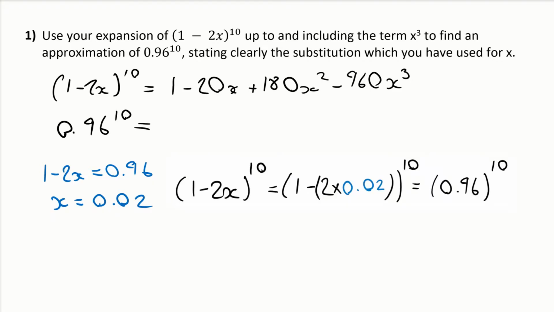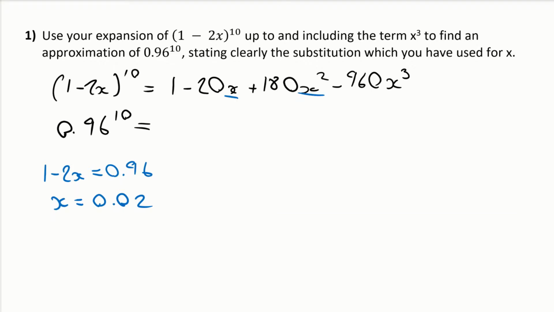And why is that? 1 minus 2x to the power of 10, when you substitute x into it, we get 1 minus 2 times 0.02 all to the power of 10. And then that simplifies to 0.96 to the power of 10. So now we know that our value of x has to be 0.02.